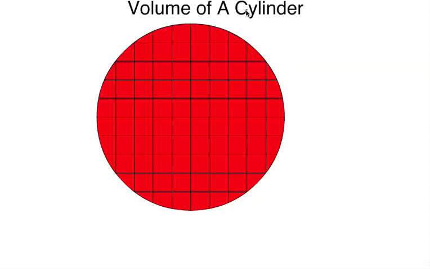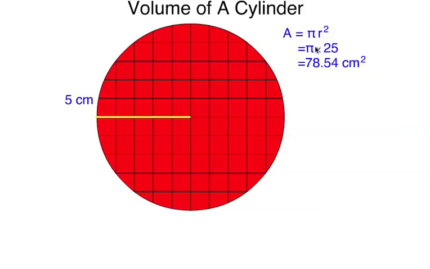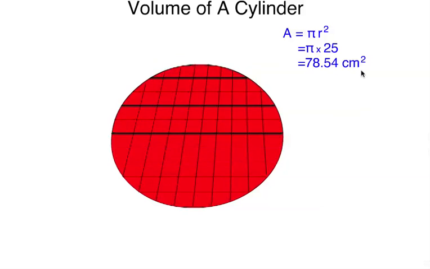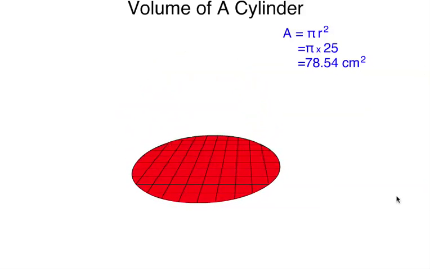All right, let's look at the volume of a cylinder. Okay, here we have a radius of 5 centimeters. So the area of the base is pi r squared, right? So pi times 25, which is 78.54 centimeters squared. If you count them all up, you'll see that that's right.